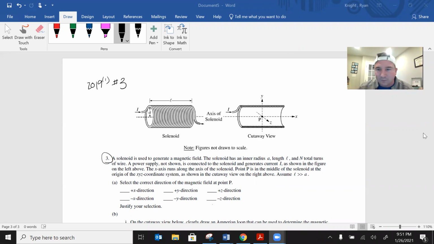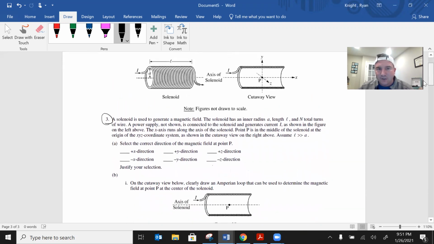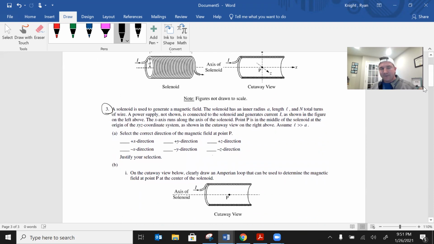Okay. So this is 19.1, number 3. First problem to do with solenoids here. This is actually a good one. I like this one. So let's just work through this one together. This will be my last one for tonight because I got to go to bed.